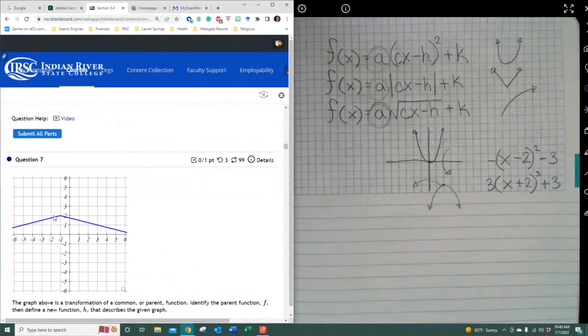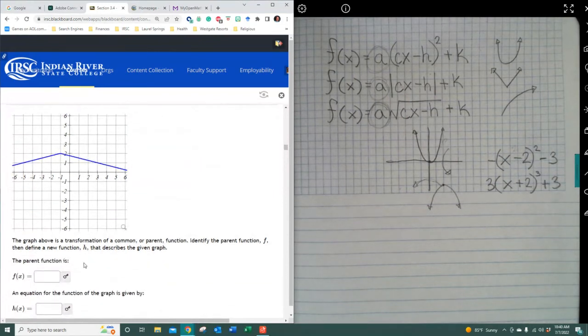Now, this right here, the absolute value, should also be a 1-to-1 relationship, but it's not. It goes 1 unit and then 1, 2, 3, 4 units. So that's been vertically shrunk. Vertically shrunk means you're going to get a fraction of 1/4. Okay, 1/4 on that one.